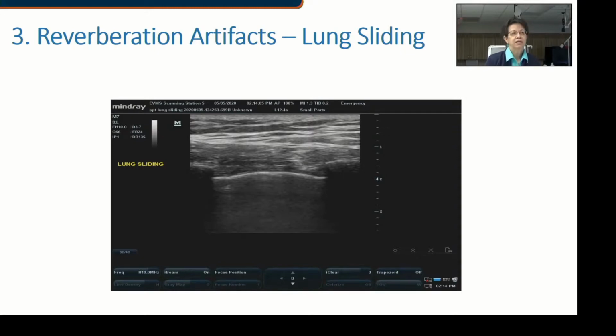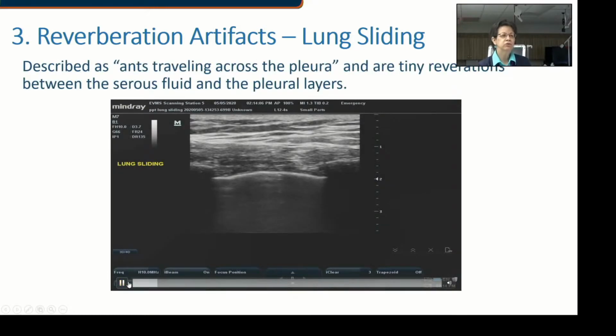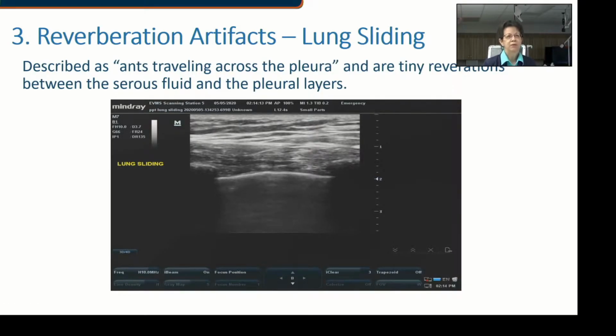Now, lung sliding is another reverberation artifact. So remember that these pleural layers are sliding back and forth, and there's serous fluid in them. And this serous fluid will give this impression of ants traveling across the pleura. And so these are these tiny reverberations between the serous fluid and those pleural membranes. And you can really see that movement.